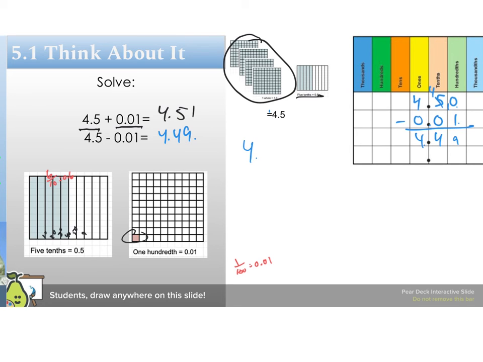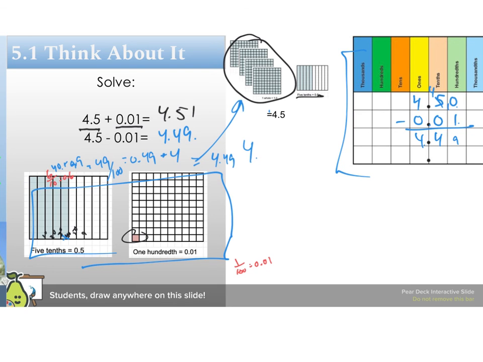If I'm using the grids, then I know that I'm still going to have 4. So there's 4 left over. And then if I subtract one of these, that is going to leave me with the 10, 20, 30, 40, plus another 9, giving me 49 out of 100, which is 0.49. With the 4 complete ones, my answer becomes 4.49. So I get the same answer whether I'm using the place value grid or whether I use the decimal grids to get my answer.